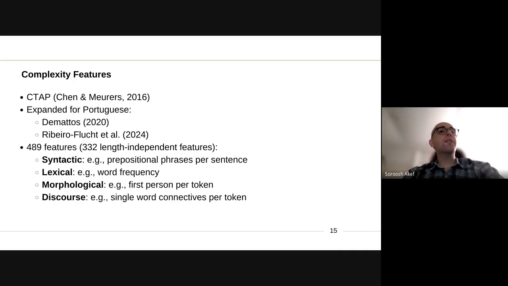We can also have morphological features, especially for languages that are highly inflectional, like Turkish or German. Morphological features are expected to play a bigger role in predicting proficiency. And we also have discourse features like connectives, coordinators, things like that.